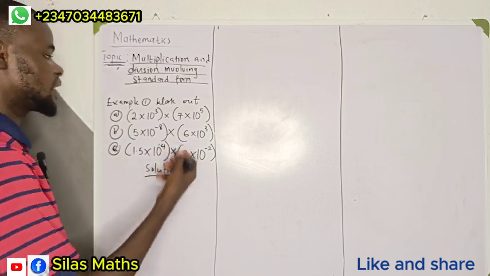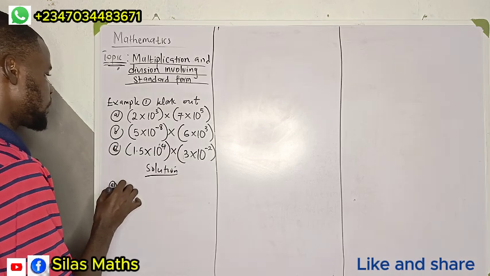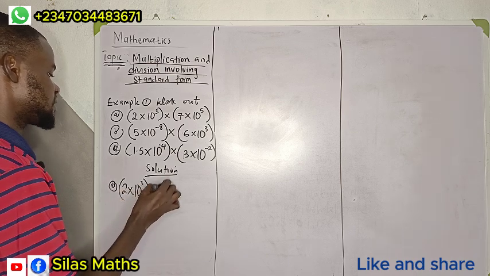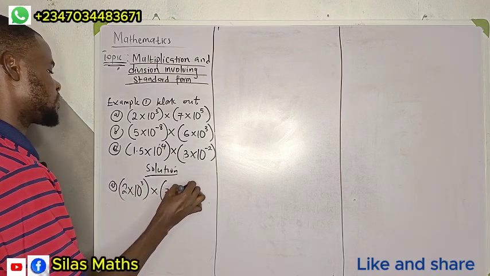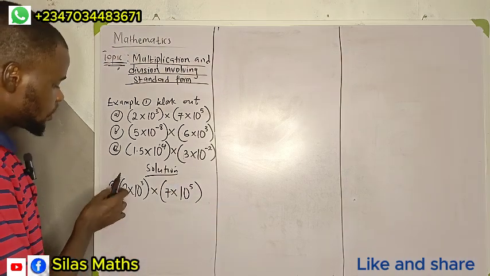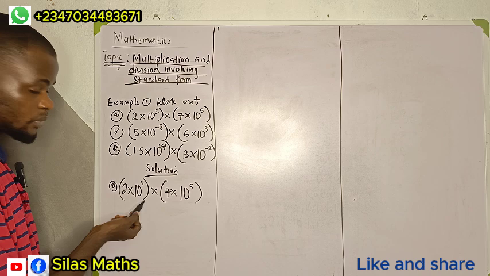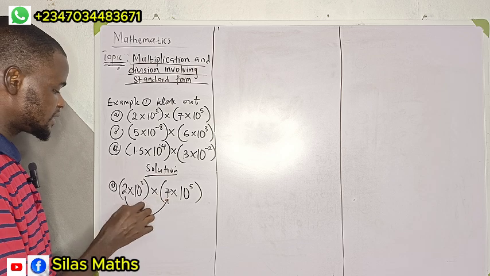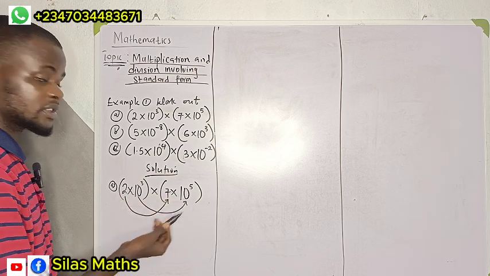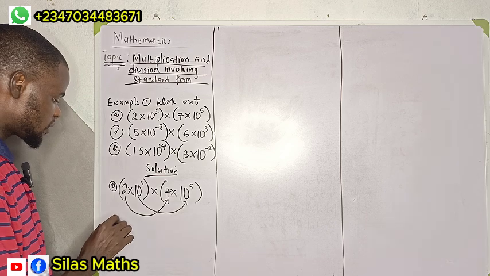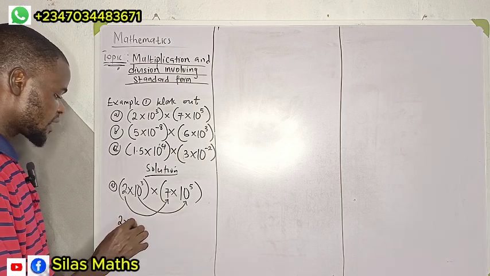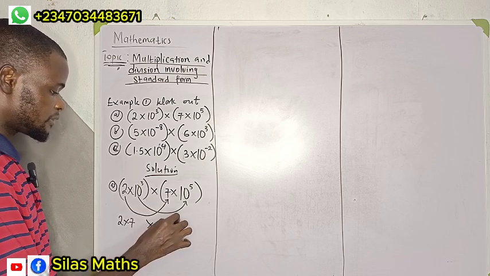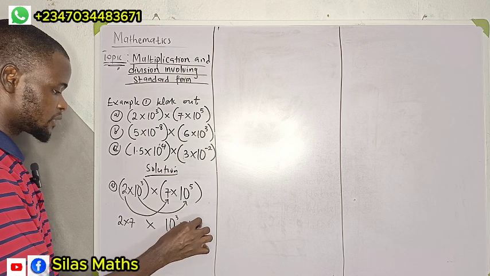So what am I going to do here? For A, simple, we have 2 times 10 to the power of 3 times 7 times 10 raised to the power of 5. In this standard form, we have the whole number part and the multiples of 10 part. So we multiply the number parts, and then multiply the powers of 10. Common multiplication here. So I'm going to have 2 times 7, that's the number part, then times 10 raised to the power of 3 times 10 raised to the power of 5.